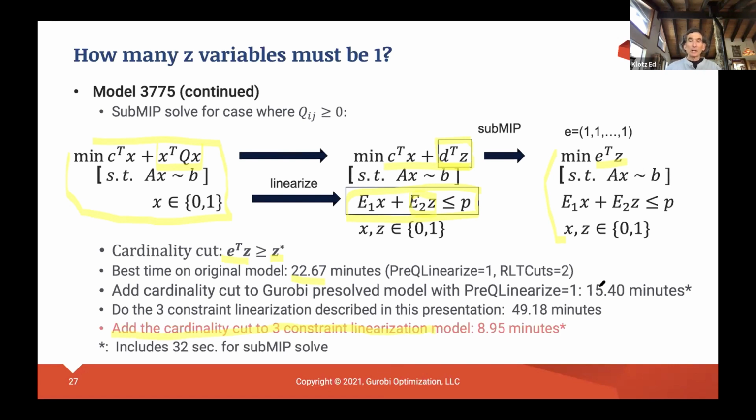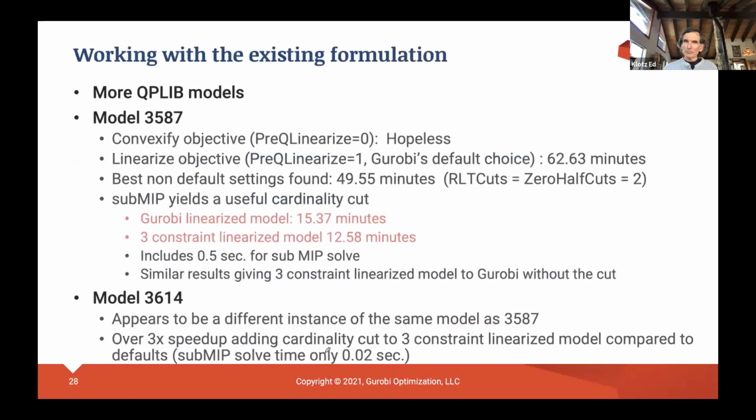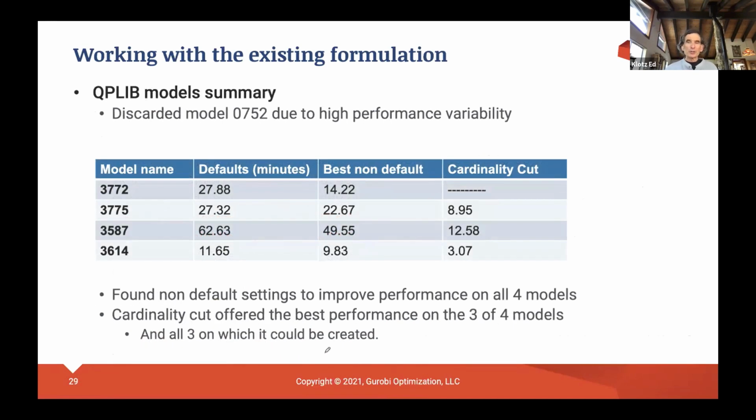So we got a gain there. And both of these times include the submip solve time, which of course has to be included in our measurements, and was quite reasonable for these models, checking in at 32 seconds. I then moved on to a couple other models that were challenging for Gurobi, and let me just skip to the final summary table. And the results were good there.